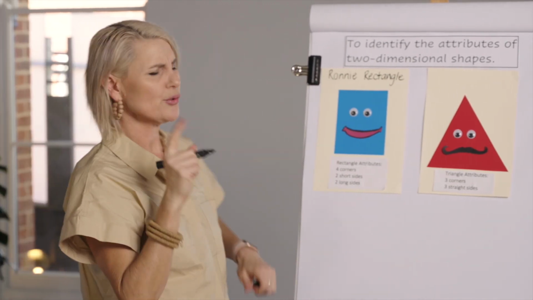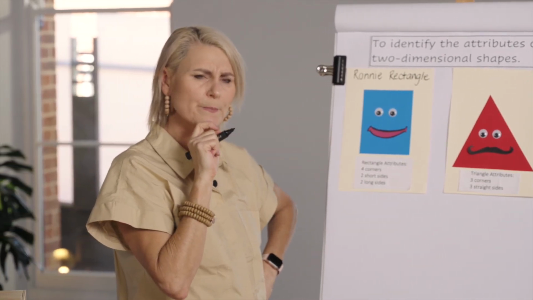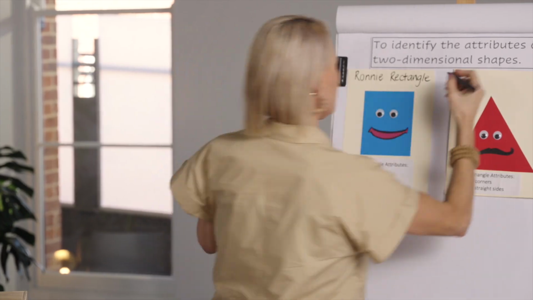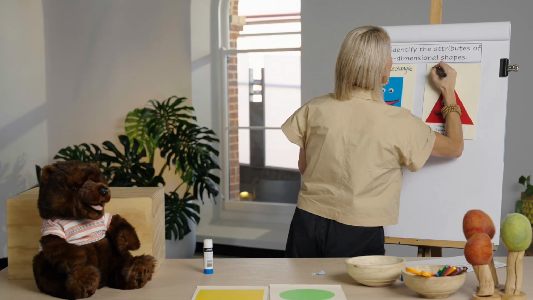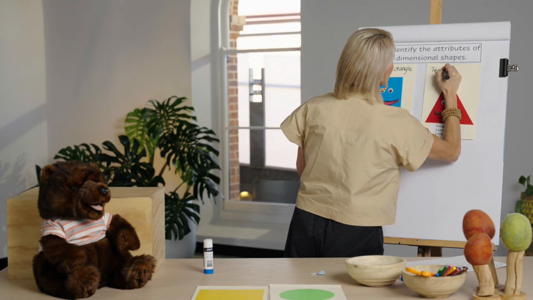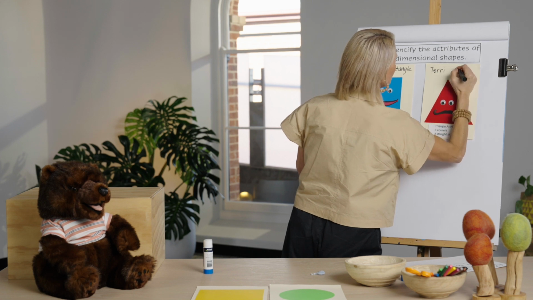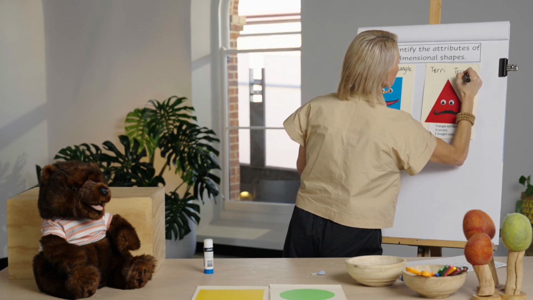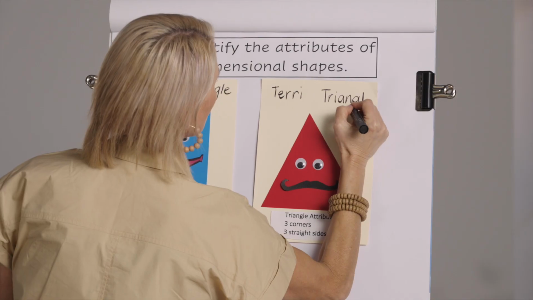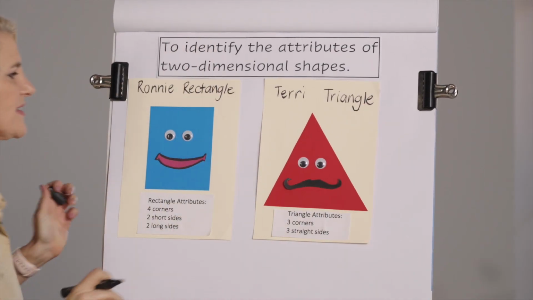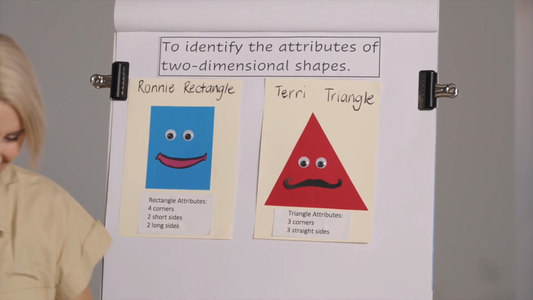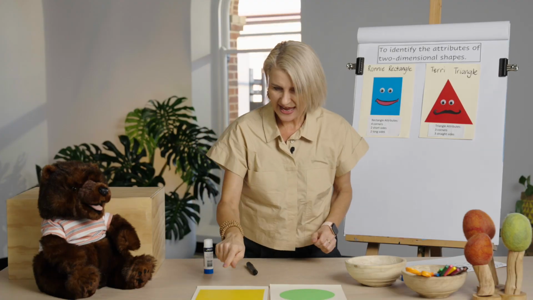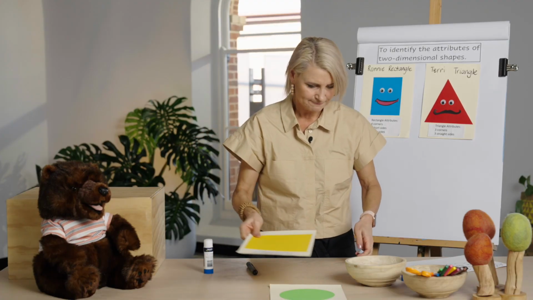And this is our triangle with a moustache and two googly eyes. And I think we might call our triangle Terry. Terry triangle. Good job. Hi, Terry. Welcome to our lesson.